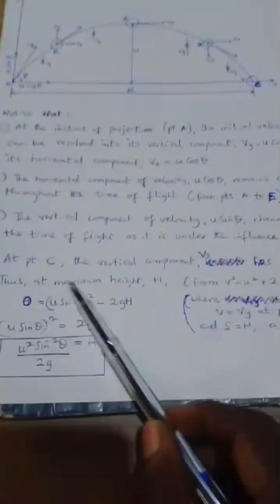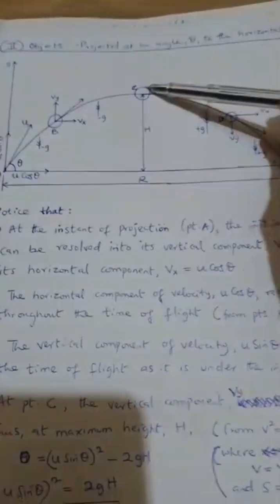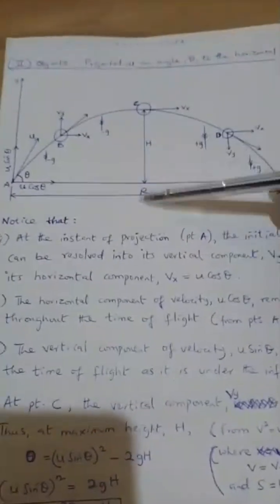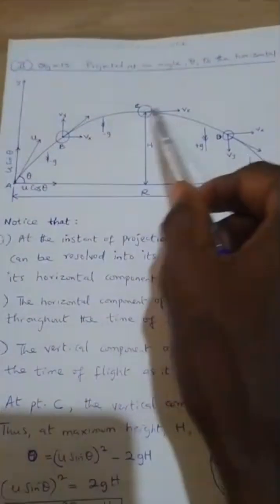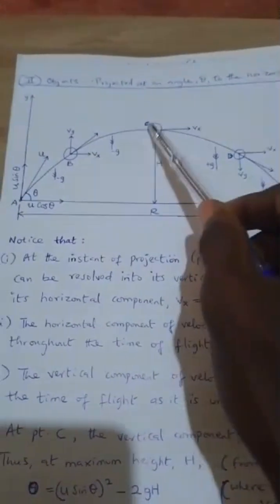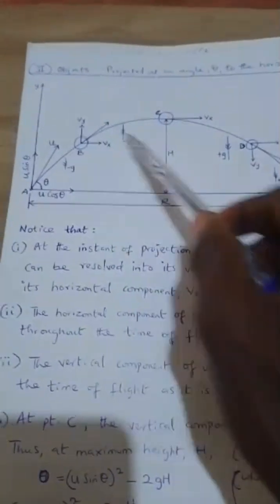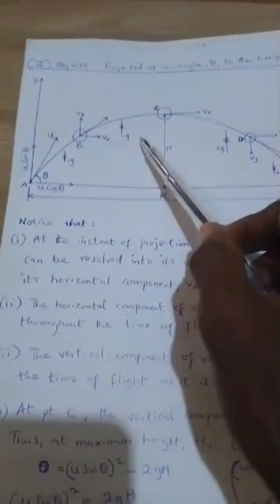So at point C, the vertical component Vy has become 0. At this point, the highest point of our journey, there is entirely horizontal velocity. The vertical component of our velocity has become 0 because of the slowing down, or the deceleration, due to gravity. So what can we say about maximum height?